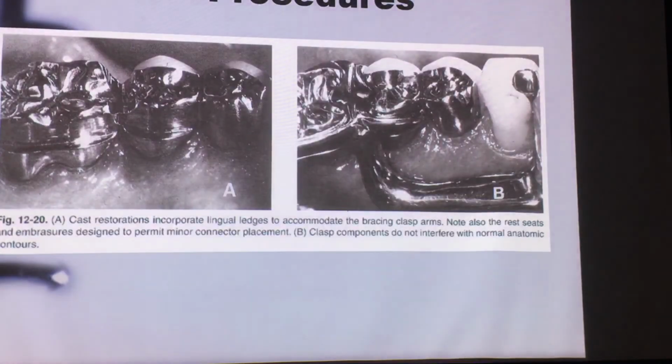If we put our clasp down here, I'm going to put an X here. This is a big no. This is a big no, the second one here. The whole 100% of the clasp is below the height of contour. There's no way that that chromium cobalt will flex to get into this undercut area.